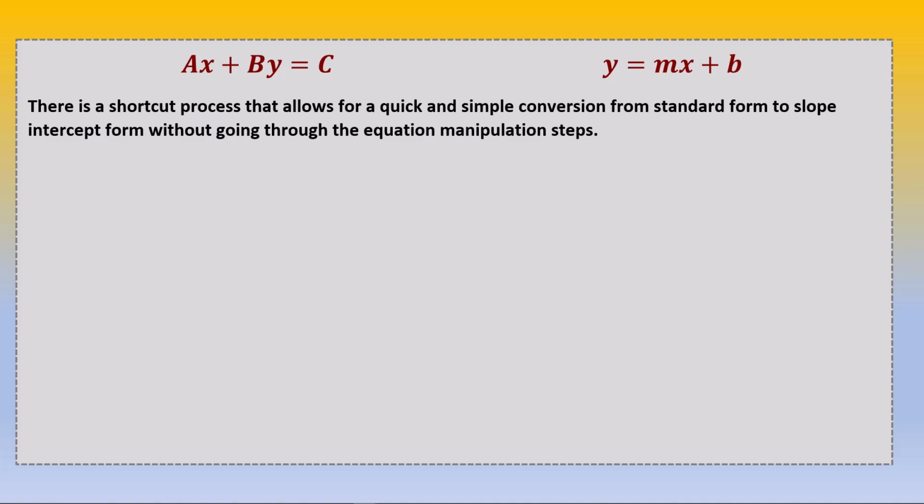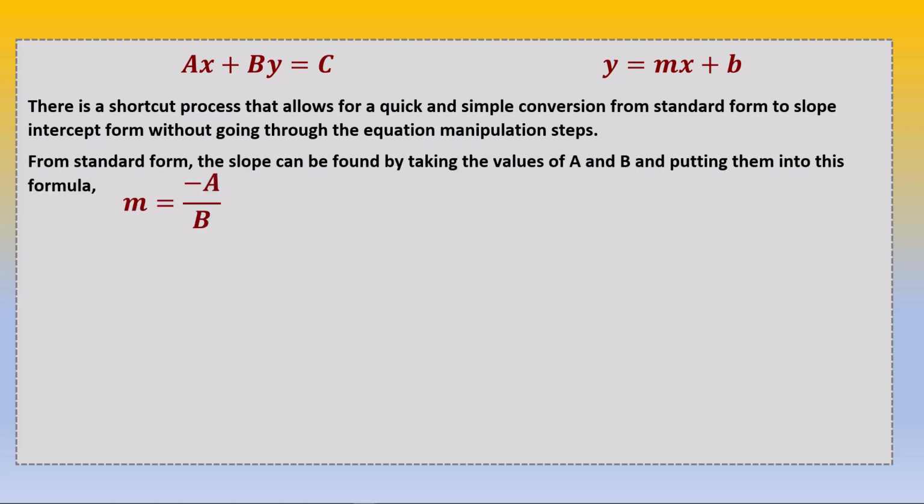There is a shortcut process that allows for a quick and simple conversion from standard form to slope-intercept form without going through the equation manipulation steps. From standard form, the slope can be found by taking the values of a and b and putting them into this formula, m equals -a over b. And the y-intercept can be found using this formula, b equals c over b.